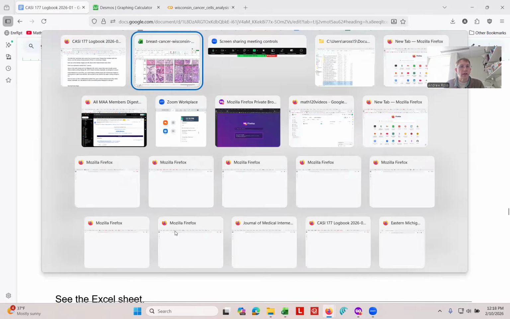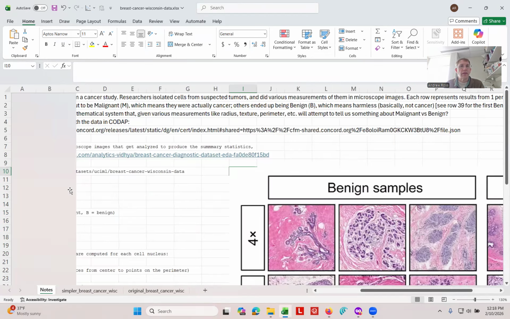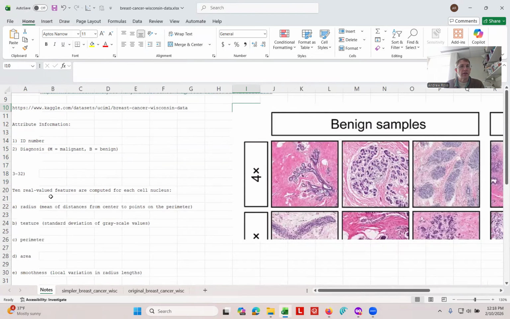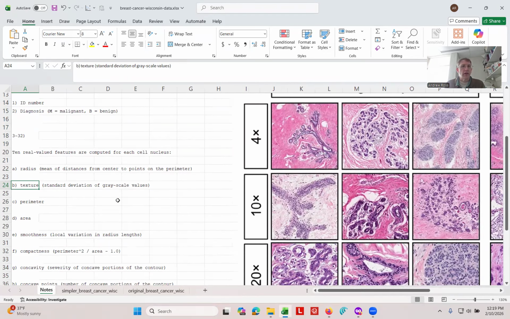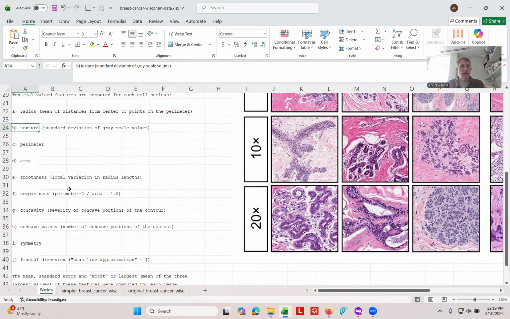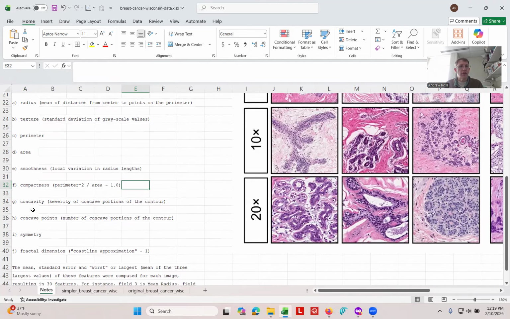So let's go back and look at that Excel sheet. It's got definitions of things here like radius. Texture would be like how mottled is the gray of the cell. Is it all the same gray or some light, some dark? Perimeter, area, compactness, like a circle is perfectly compact. So if the squared perimeter divided by the area minus 1 is 0, I think that means it's a perfect circle. Then how concave are portions of it, how symmetric is it.